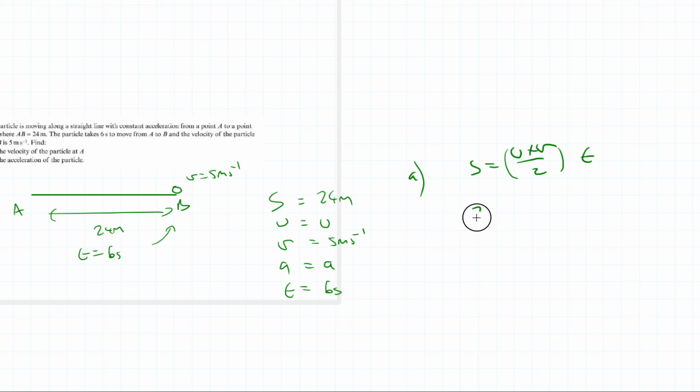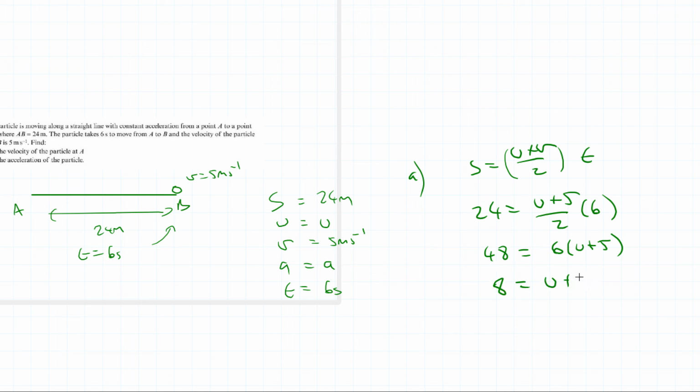Here we can plug in our values, so it's 24 equals u plus 5 divided by 2 times 6. Times both sides by 2, we get 48 equals 6 times u plus 5. And then we can do 48 divided by 6, which is equal to 8. So it's 8 equals u plus 5, and then we can subtract 5 from 8. We get 3 is equal to u. So the speed at A is going to be 3 meters per second.